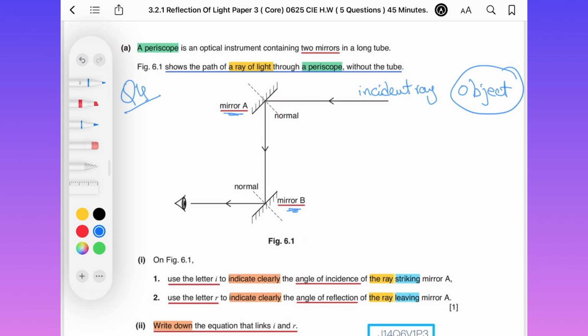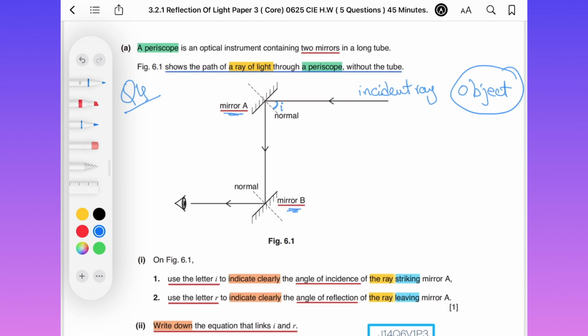Number one, use the letter I to indicate clearly the angle of incidence of the ray striking mirror A. So now the angle of incidence is the angle between the incident ray and the normal. So you have to mark clearly here letter I. Okay, so letter I here is the angle of incidence.